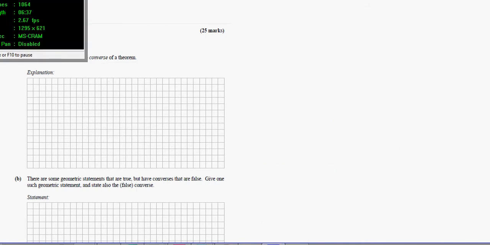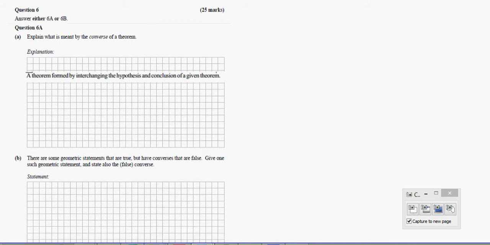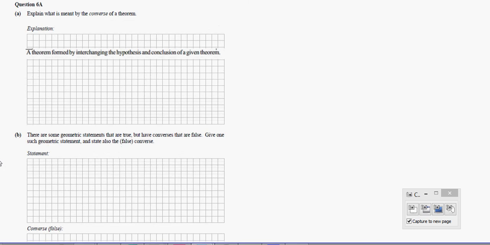Okay, so explain what is meant by the converse of a theorem. The converse of a theorem is a theorem formed by interchanging the hypothesis and conclusion of a given theorem. Okay, so there are some geometric statements that are true, but they have converses that are false. Give one such geometric statement and also state the false converse.